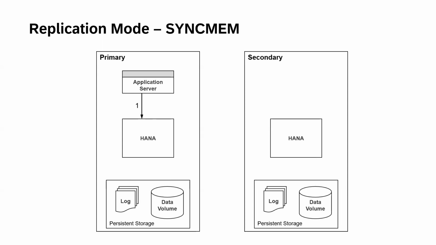But in the sync mem mode, the data is sent in the first step to the HANA instance. The HANA instance writes it to its own persistent storage. In the third step only, it receives the acknowledgement from the secondary instance that the data has been received, and it sends an acknowledgement to the application server that your data has been saved. So this is one step less than the first mode. And in async, it is again one step less. The data is received by the HANA instance, the HANA instance writes the data to its own persistent storage, and in the third step it sends back the acknowledgement to the application saying that the data has been saved.